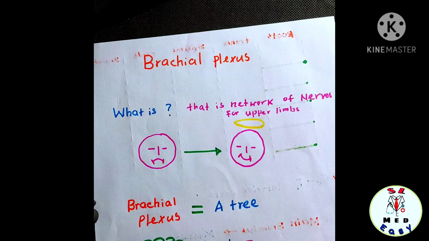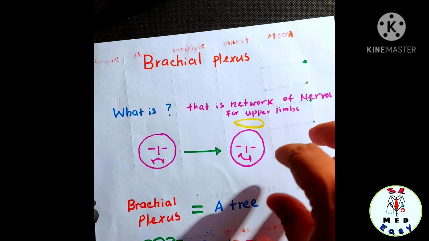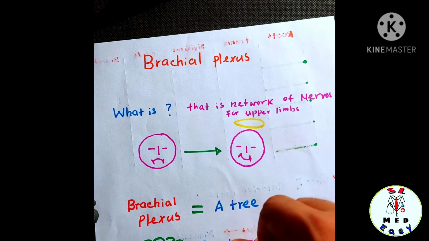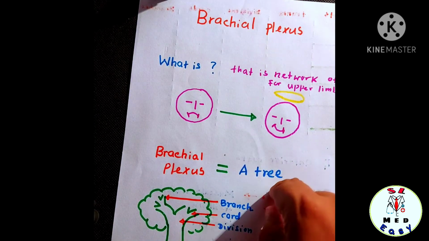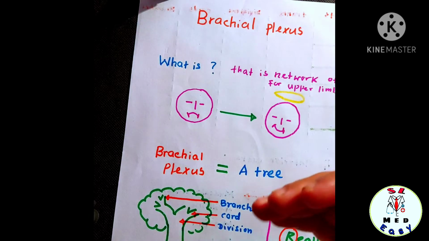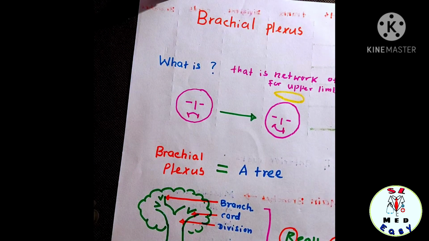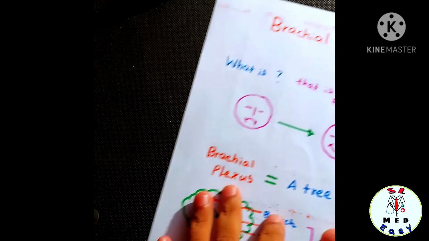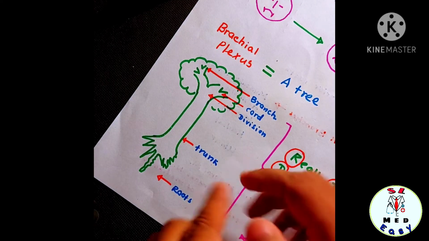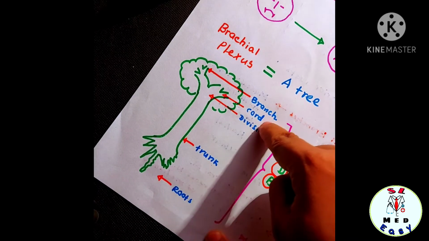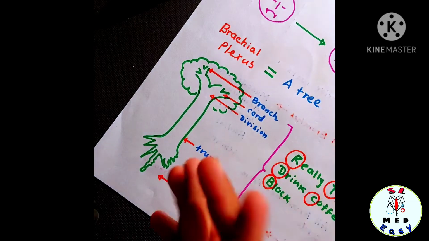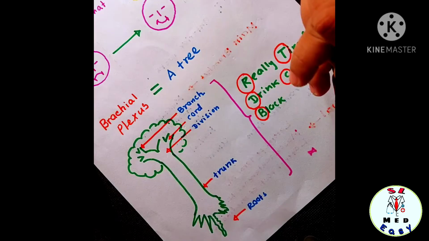So at the end of this lecture, all the people who watch this video can understand clearly the anatomy of the brachial plexus. Okay, right. The brachial plexus is similar to a tree, right? The brachial plexus has roots, trunks, divisions, cords and branches. So you can see this tree has roots, trunk, divisions, cords and branches. That is similar to the brachial plexus.